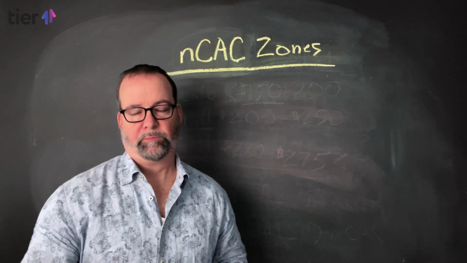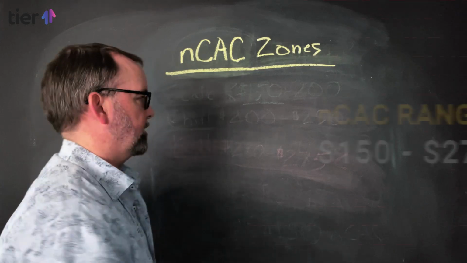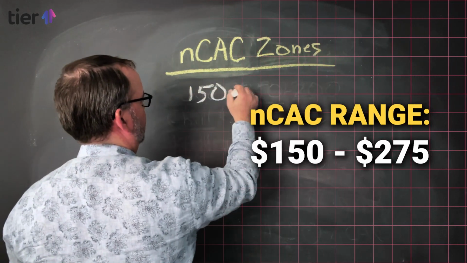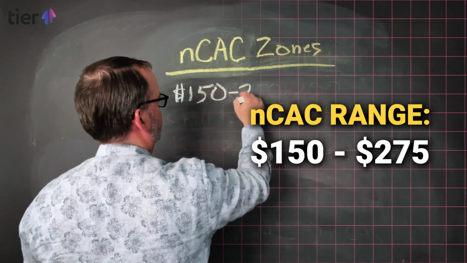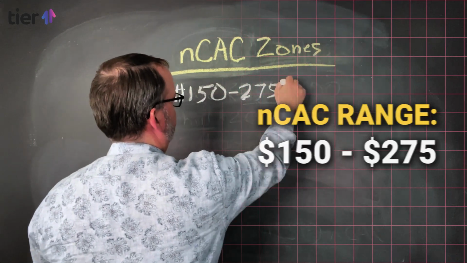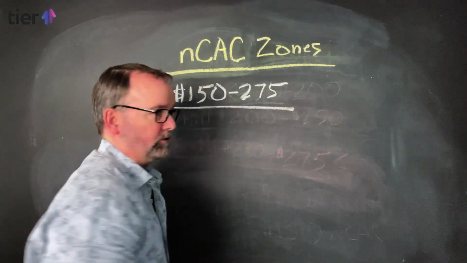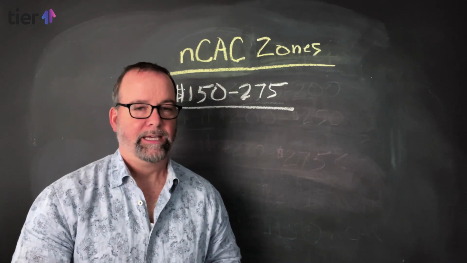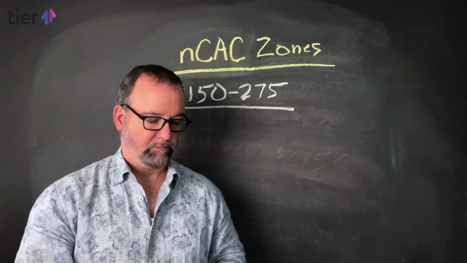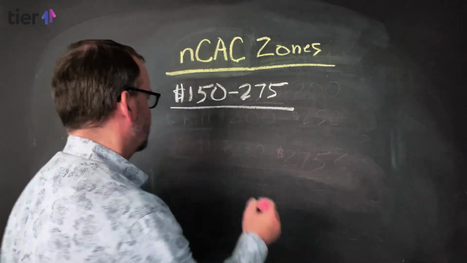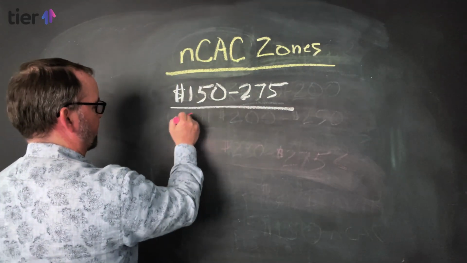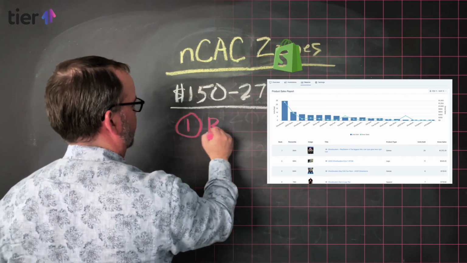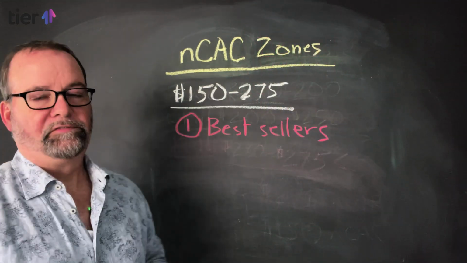For this particular beauty brand, our global nCAC, as I said before, is anywhere between 150 on the low end and 275 on the high end. That is quite a range. So the best way to figure out your individual product nCAC is really simple. The first thing you want to do is go into the back end of Shopify and figure out what your best sellers are. This is the first step.